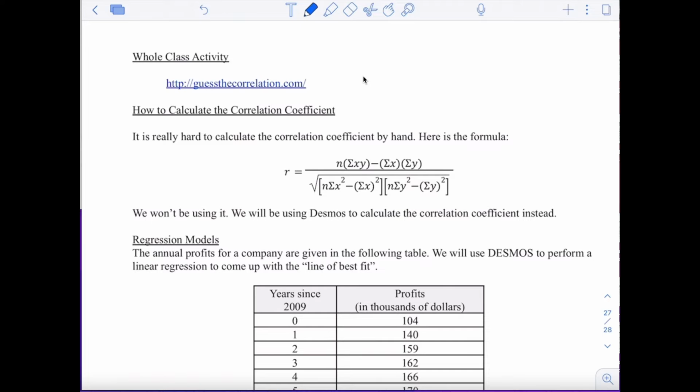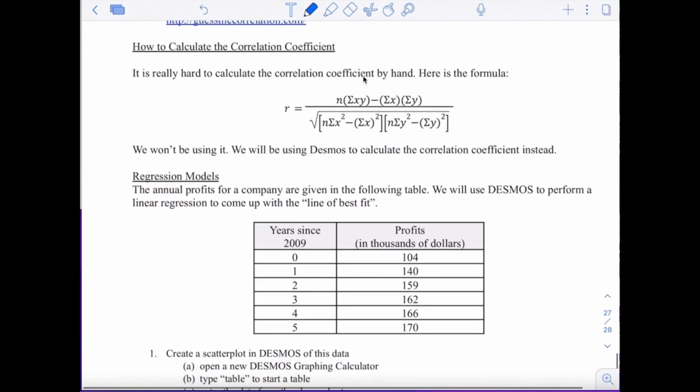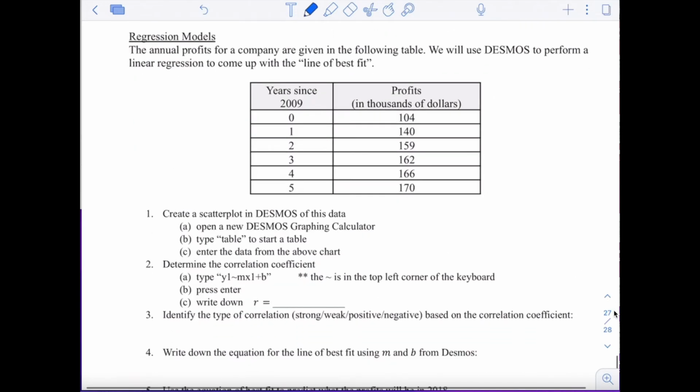Okay, so now that you've gained a little bit of familiarity with how to guess a correlation coefficient, now we're going to talk about how to come up with it on our own. And there's a really complicated formula that we can use. And honestly, even in the upper grades, you probably wouldn't calculate a correlation coefficient by hand. What you're going to do is use software to help you calculate it using your data points. Okay, so let's have a look.